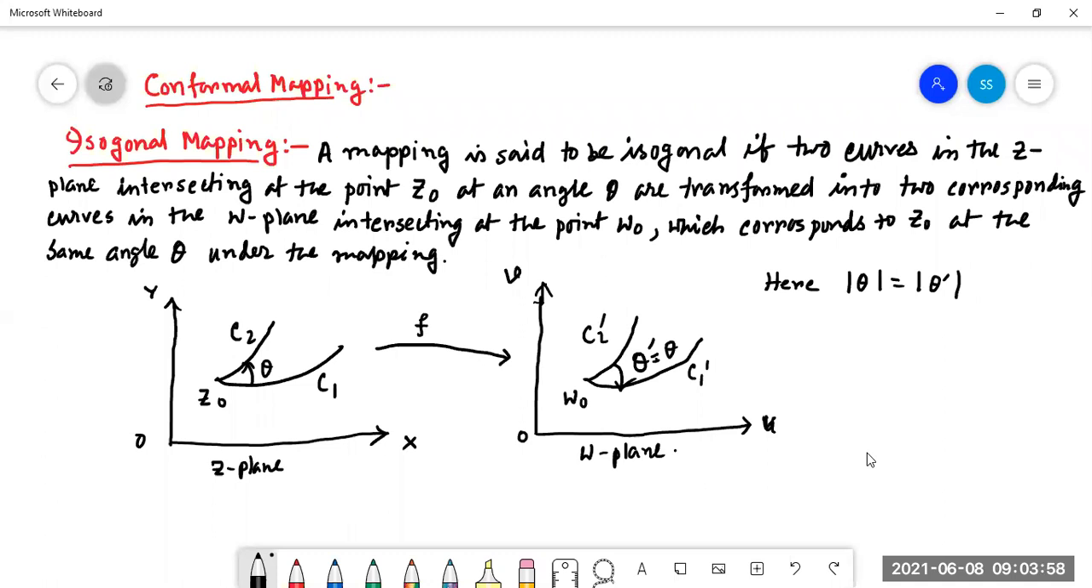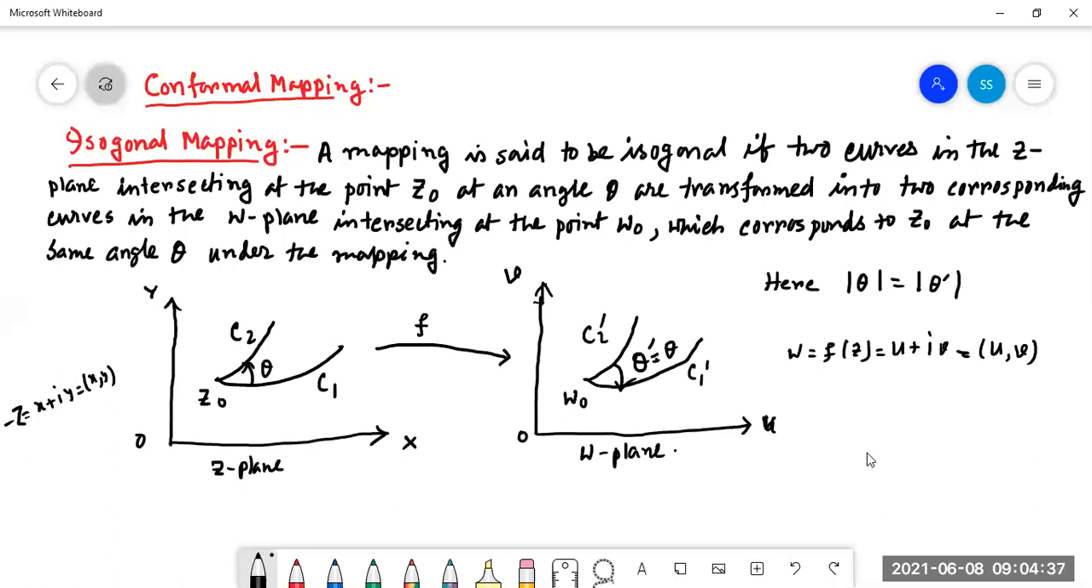After that is the complex conformal mapping, right? So here if we take a mapping f, look at here. Here this is the z plane. In the z plane we know that z equal to x plus iy, that means coordinates are x comma y. And w plane means we know that w equal to f(z) equal to u plus iv, that means here the coordinates are u comma v. Look at here, in the z plane there are two curves c1 and c2. Both are intersecting at the point z0 and make an angle theta.